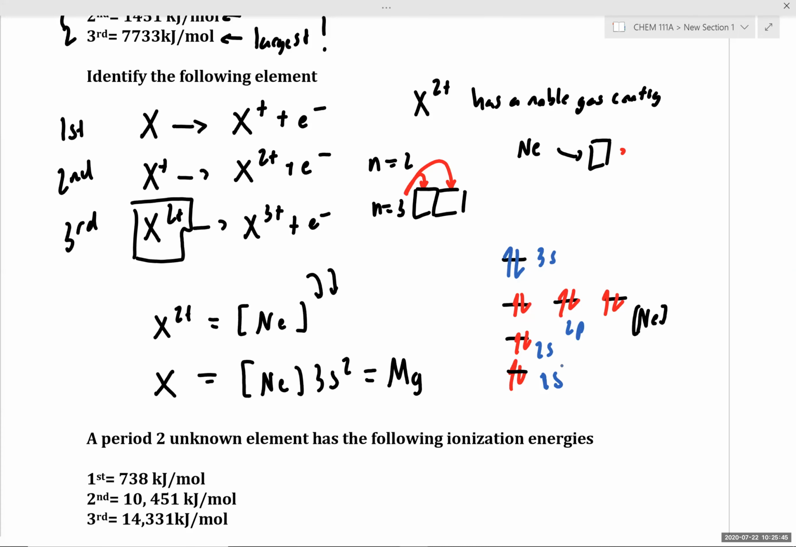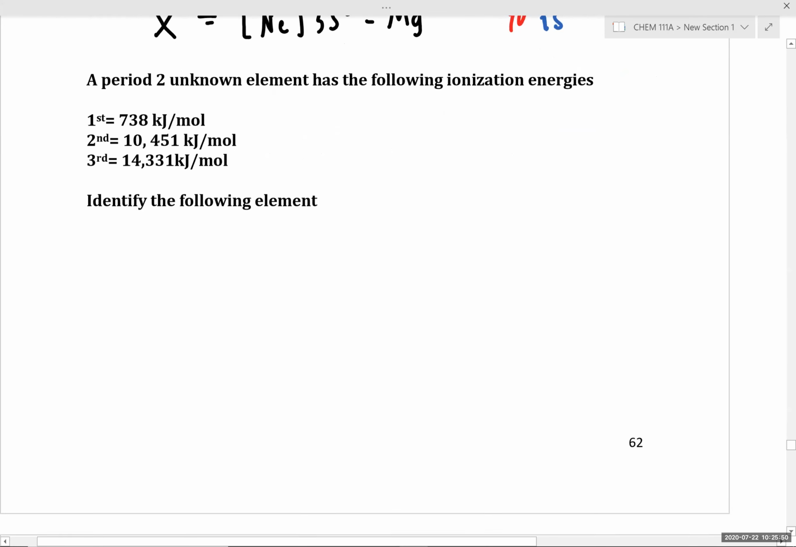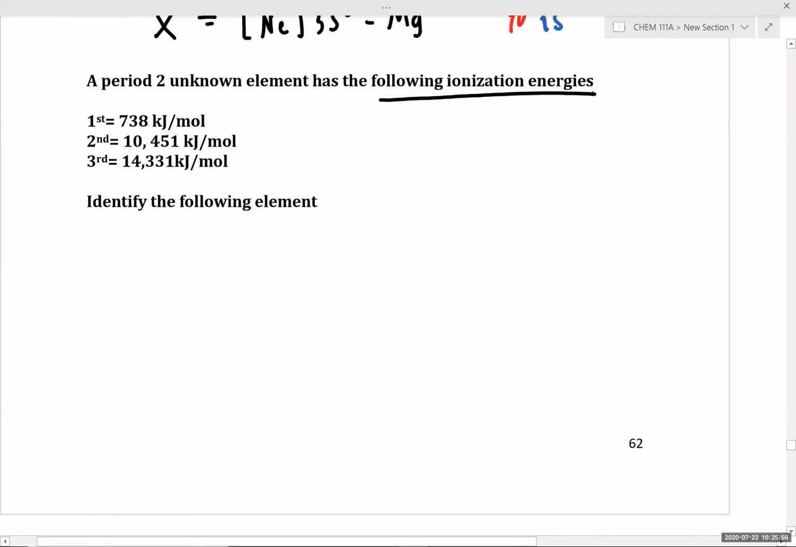So let's keep going now, and let's try to work on this example on our own. You're given a period 2 unknown element that has the following ionization energies, and I'd like you to identify the element. And we'll discuss this example momentarily.